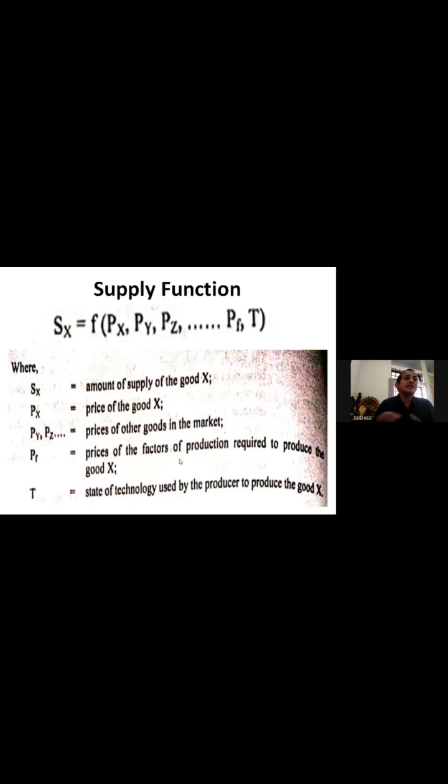Then T represents the state of technology used by the producer to produce the good X. That is, what technology the producer is adopting, or what mode of technology the producer has to produce that particular good X. Like, to deliver better service, banks have adopted ATM technology. So through ATM, banks are able to deliver more service than earlier. Now see, this is basically the supply function.